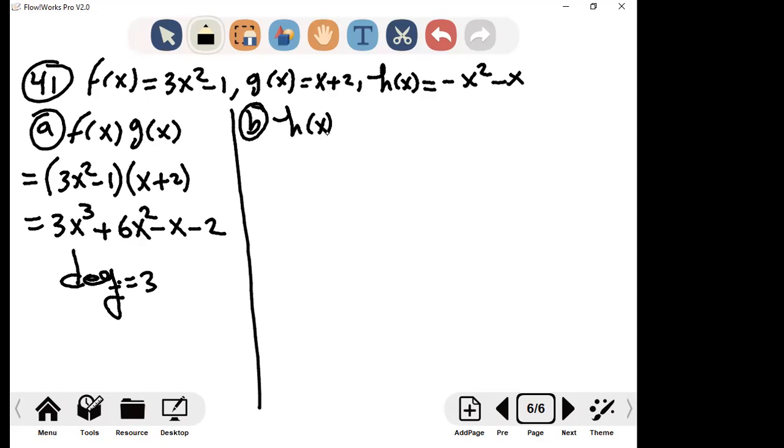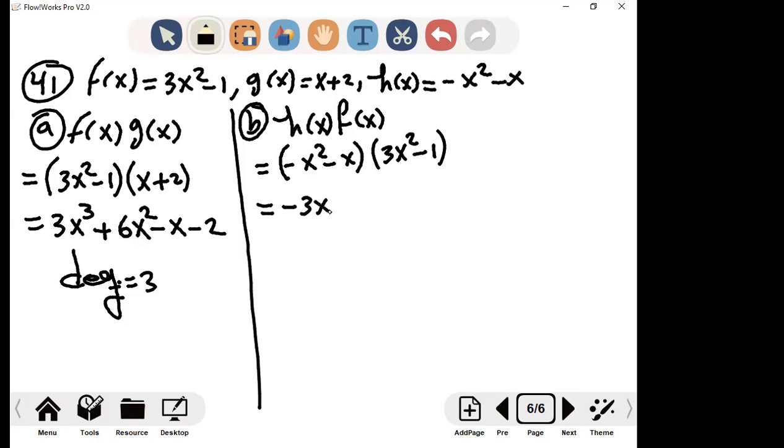h of x multiply f of x equals h of x, negative x power 2 negative x, multiply f of x, 3x power 2 minus 1, and multiply normally. Negative x power 2 times 3x power 2 is negative 3x power 4, right? Negative x power 2 times negative 1 is plus 1x power 2, so x power 2.